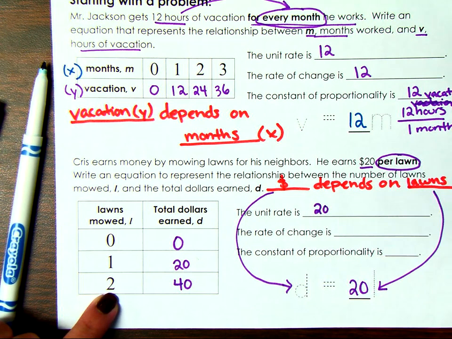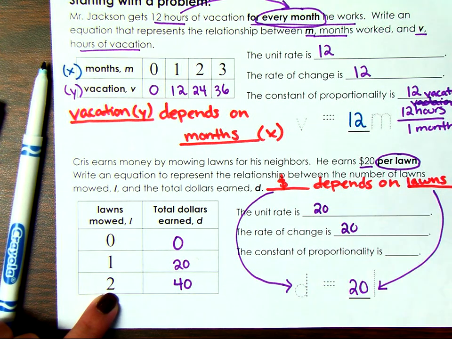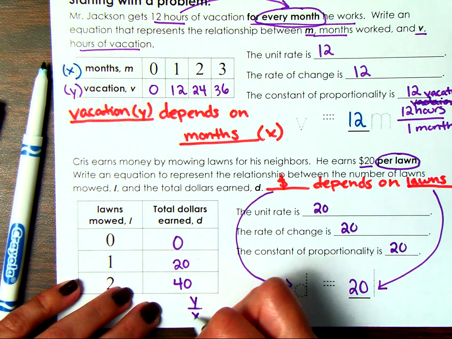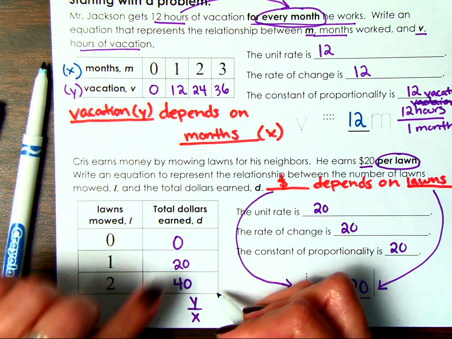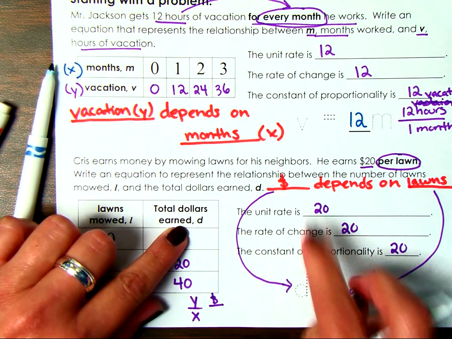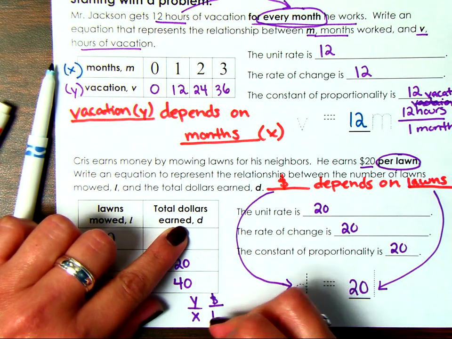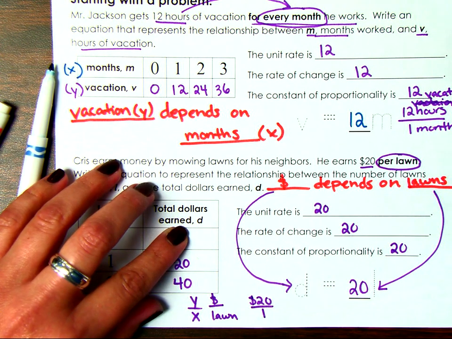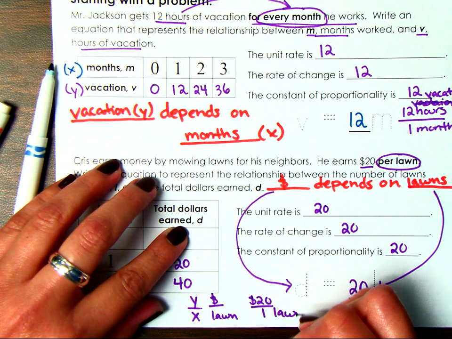Your rate of change is 20. Your constant of proportionality is 20. And what that really represents, if it's y over x, but really we said it was the money per lawn, makes $20 for every 1 lawn. Okay, just so you know what these numbers are representing.